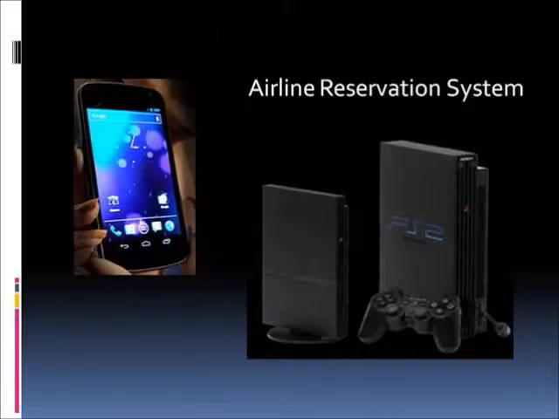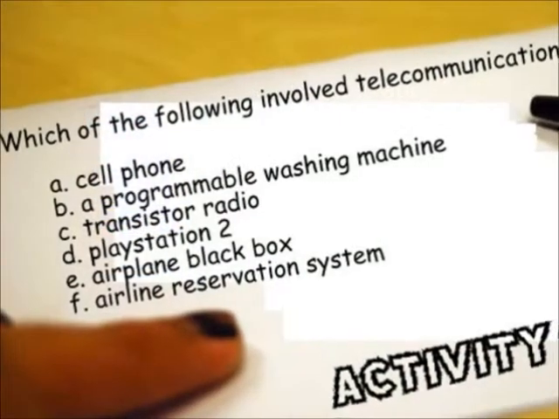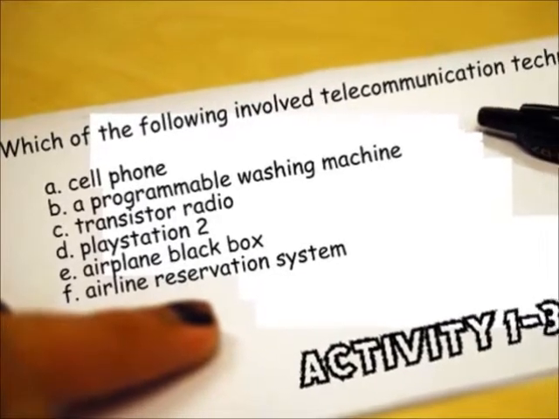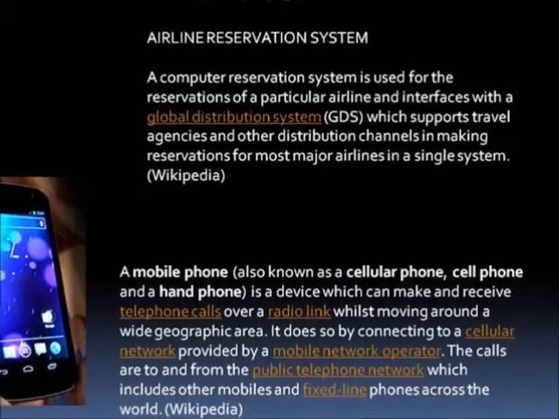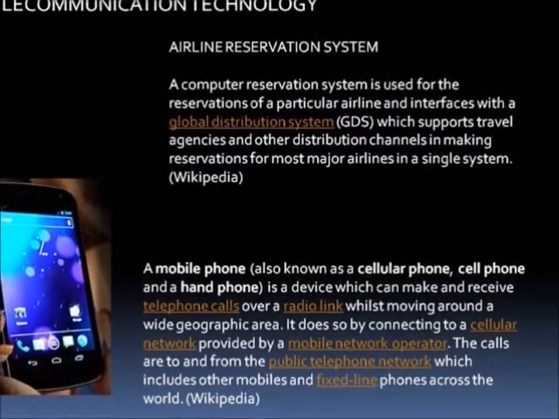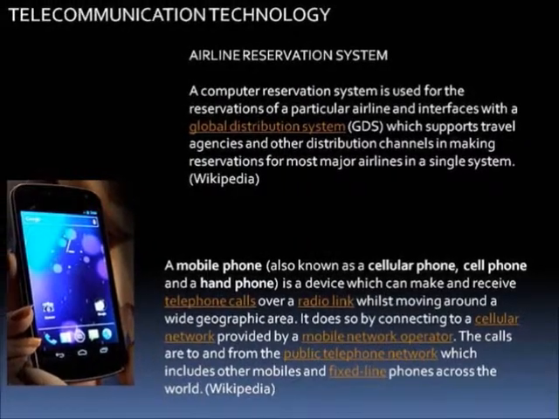The following involved computers, mobile phones, airline reservation system, and PlayStation 2. Examples of telecommunication technology are airline reservation system and a mobile phone.